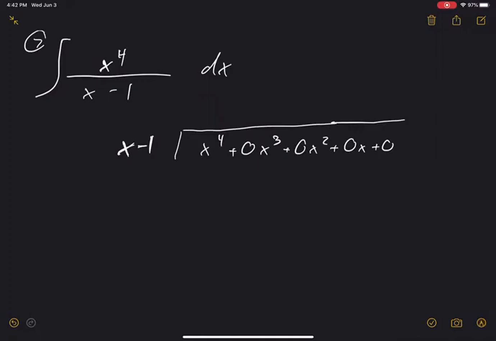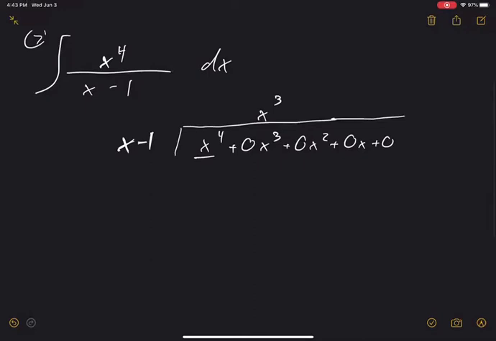Polynomial long division is all about matching the first term. So I want to match this x to this x to the 4th. What do I need to multiply x by to make it x to the 4th? I'll multiply by x cubed. So I'm going to put an x cubed up here, and I'm going to keep everything in line just to make it neat. So I'm going to put my x cubed above the 0x cubed there.